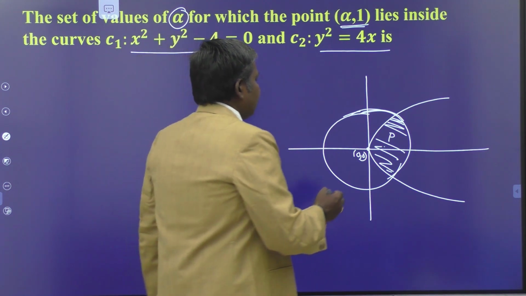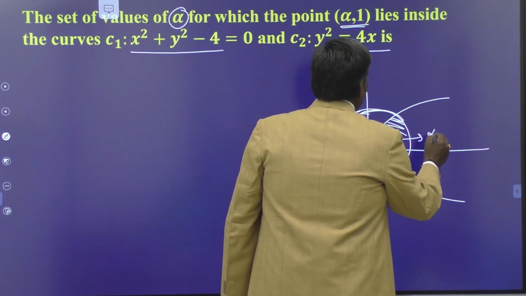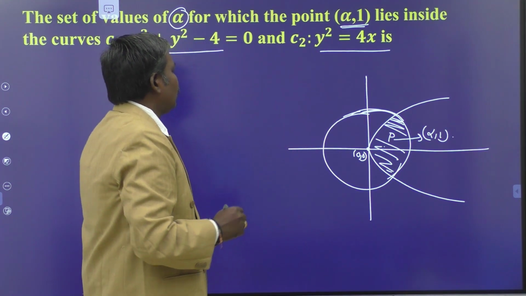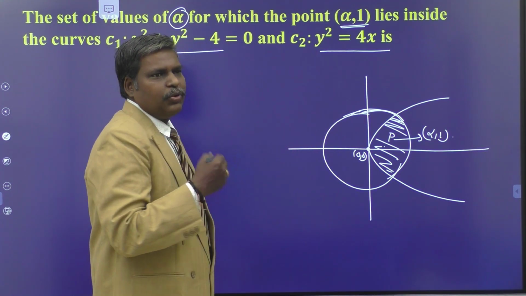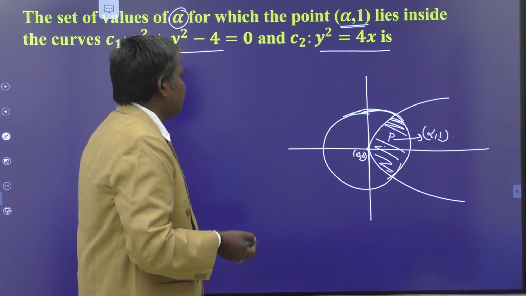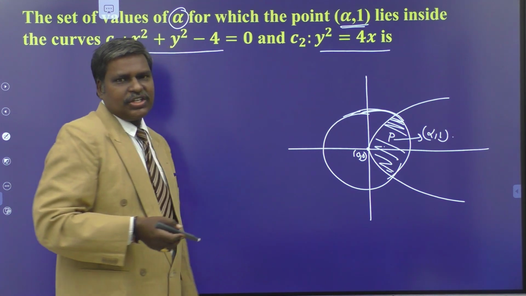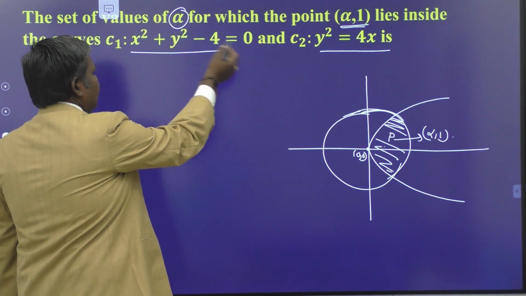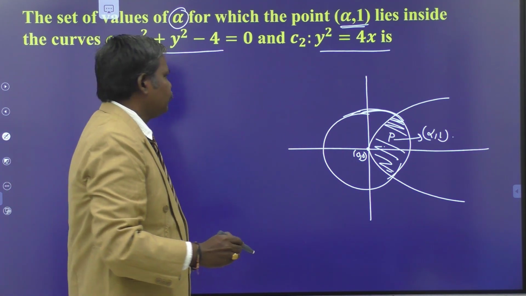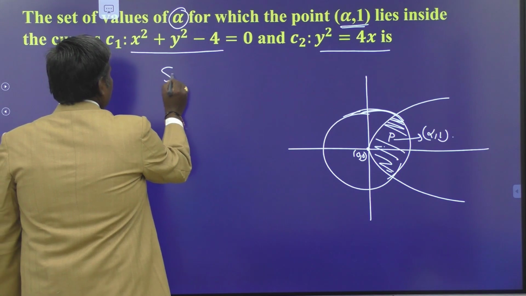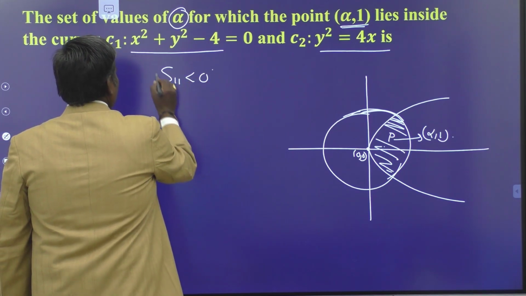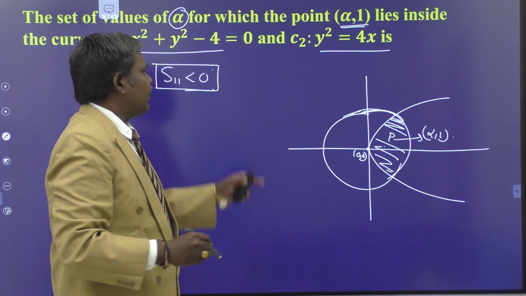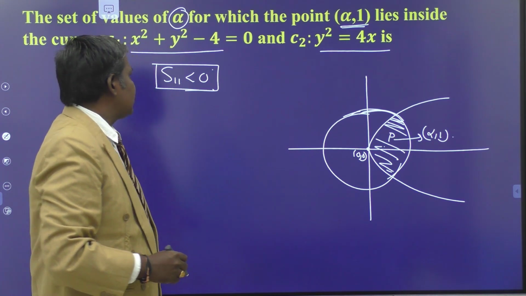So what are the coordinates of P here? Alpha comma 1. The coordinates of P are alpha comma 1. Now the point lies inside both the parabola and the circle, so your S11 must be less than 0. By substituting the point alpha comma 1 in both curves, that gives negative. So the condition for both curves is S11 less than 0. From that condition we can find the range of alpha. That is the simple idea.